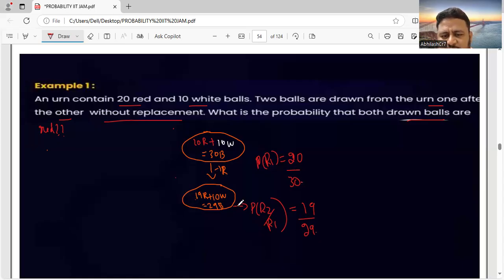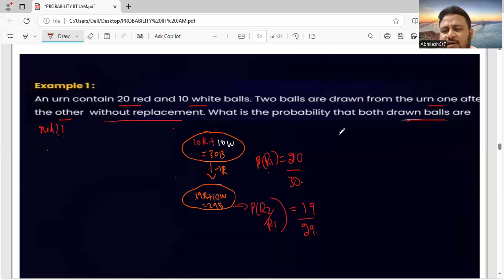So here it will be 19 red balls. 19 red balls means 19 plus 10, the white balls remain the same, so the total is 29. This becomes 19 by 29. This is the probability of R1, the first red ball, and this is the probability of the second red ball given that the first red ball is already removed. So we are using conditional probability: the probability of R2 given R1 is 19 by 29.